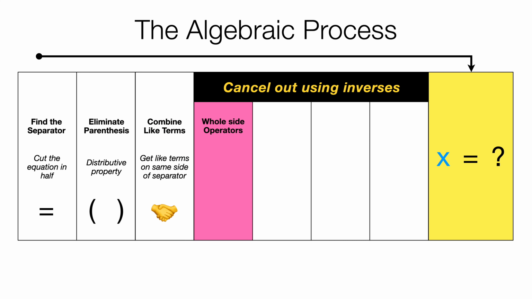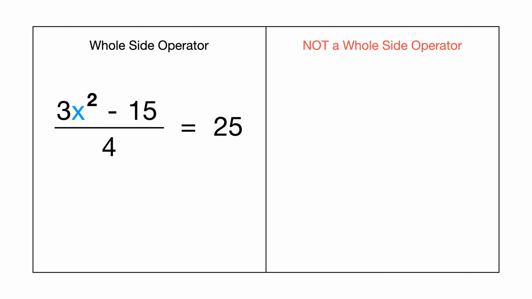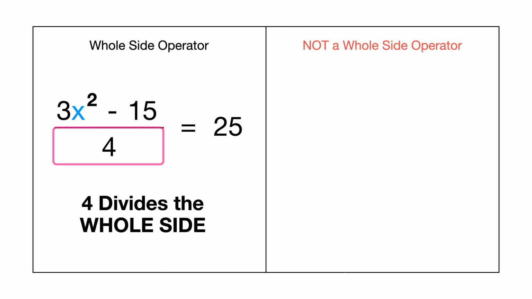The first thing you're going to cancel out is whole side operators, and that's going to look something like this right here. The rule for a whole side operator is that it must cover an entire side of the equation. So let's look at an example that is a whole side operator and one that's not. Let's look at this equation right here. In this one, this 4 here is a whole side operator because 4 divides the whole side right there.